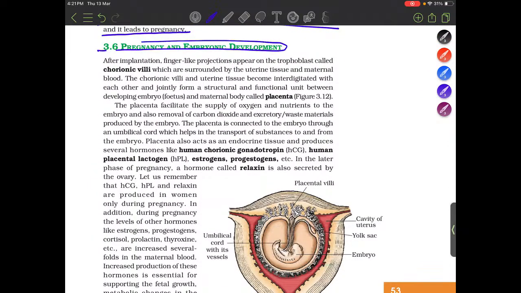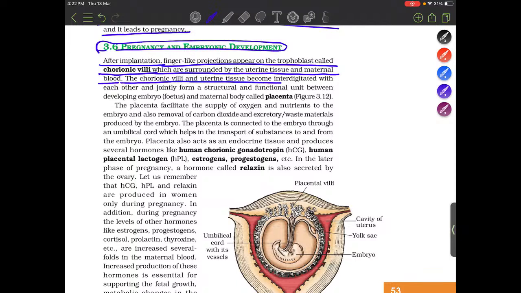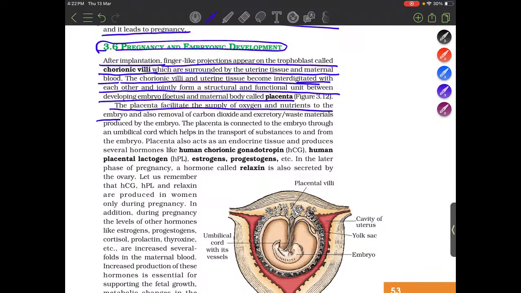Pregnancy and embryonic development. After implantation, finger-like projections appear on the trophoblast called chorionic villi, which are surrounded by uterine tissue and maternal blood. The chorionic villi and uterine tissue become interdigitated with each other and jointly form a structural and functional unit between the developing embryo, fetus and maternal body called the placenta.